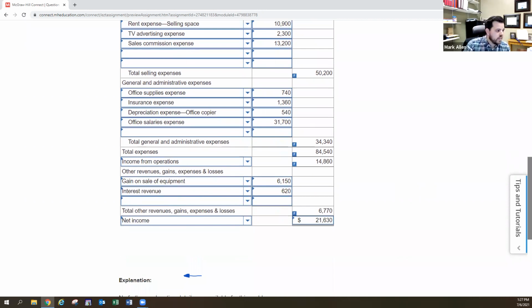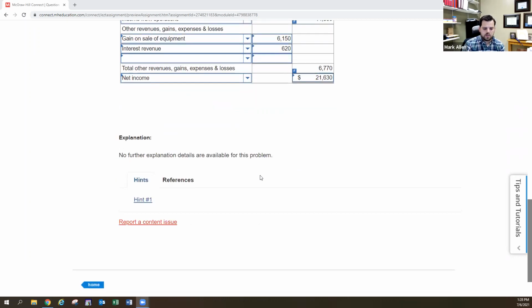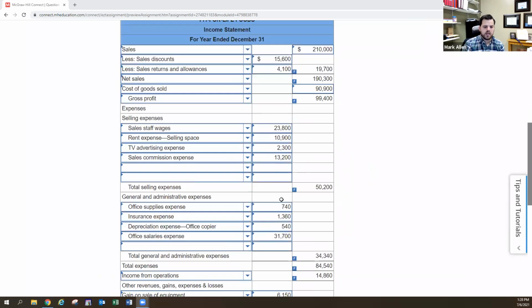Then we come down, we've got this extra section that's new to the multi-step income statement, of course, for other revenues, gains, expenses, and losses. In this case, we had a gain on the sale of a piece of equipment of $61.50 and some additional interest revenue of $620. It's an extra $67.70, which will then be added with my income from operations to give me this total here, $21,630 as my net income. Okay. And so that wraps up this piece here on the multi-step income statement.